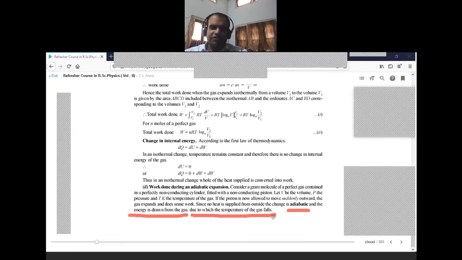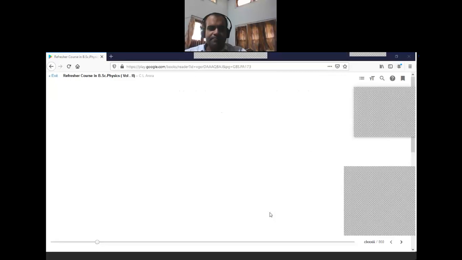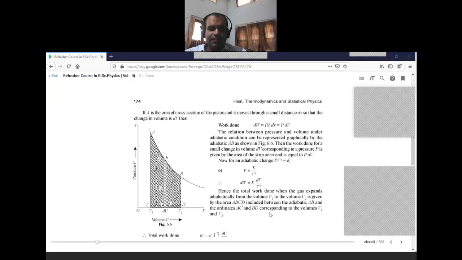And also we don't have any heat source which can supply heat from outside, therefore the gas temperature will fall in this case. Okay, I hope this is clear up to here, the introduction part.